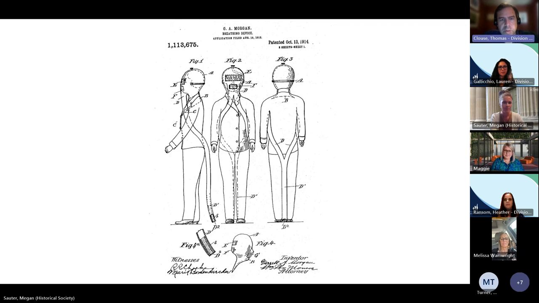It looks like there's two things that stand out in terms of dates. One, when it was filed, and then two, when it was patented. Okay, so noticing the dates on the image. What more can we find?